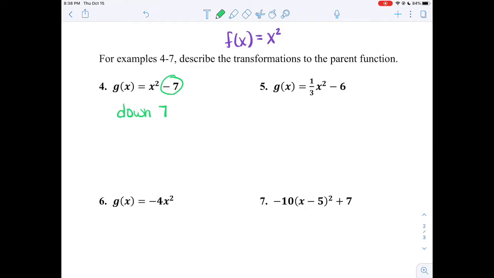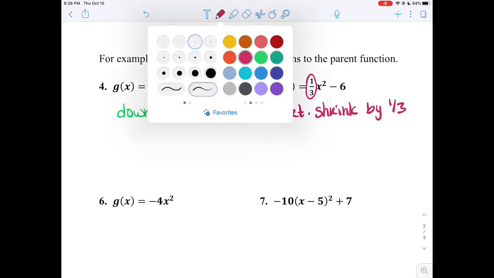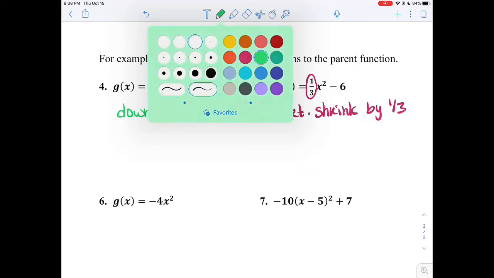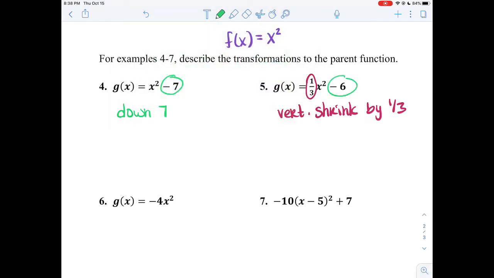Let's take a look at number 5. So the 1/3 is the first thing that I noticed that's different, and that's in the a position. And specifically, that a value is less than 1, so that means that it's going to be a shrink. So this is a vertical shrink by 1/3. The other thing that I see that's different is that I have a negative value tacked on the end again. So that's another down transformation.